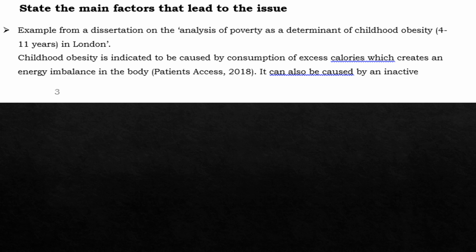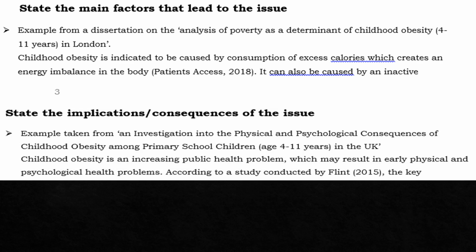Likewise, you will talk about the main factors that led to your specific health issue. After this section, you'll state the implications, the consequences, or the outcomes of your health issue. I've provided another example of a dissertation on childhood obesity, and they state the outcomes, implications, or consequences of this particular health issue. Likewise, you should do the same.